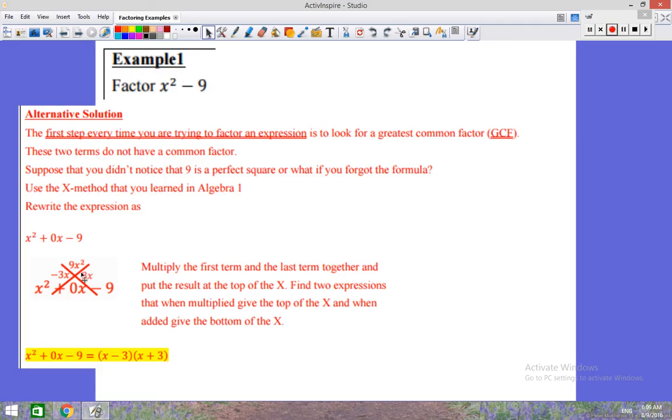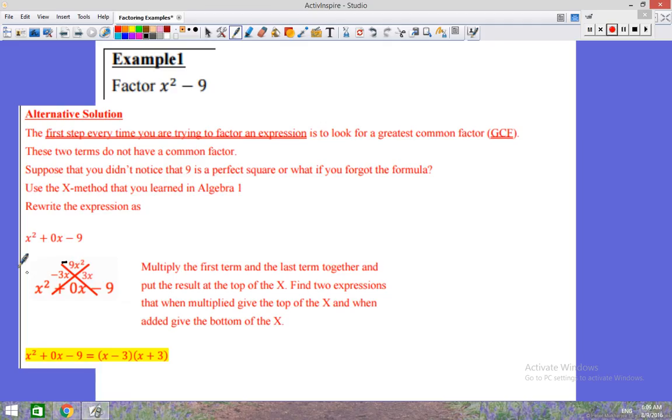So you place an x over the middle term. The top of the x you always get by multiplying the first term times the last term. I have a sign error there, don't I? The x squared times negative 9 is a negative 9x squared. We need two numbers that when multiplied together give us this negative 9x squared, but when added give us this 0x. Well, we come up with negative 3x and positive 3x. You multiply them together, you get the top of the x. You add those together, you get the bottom of the x.